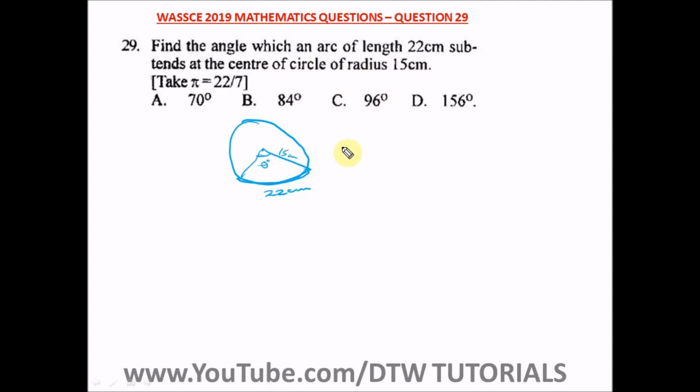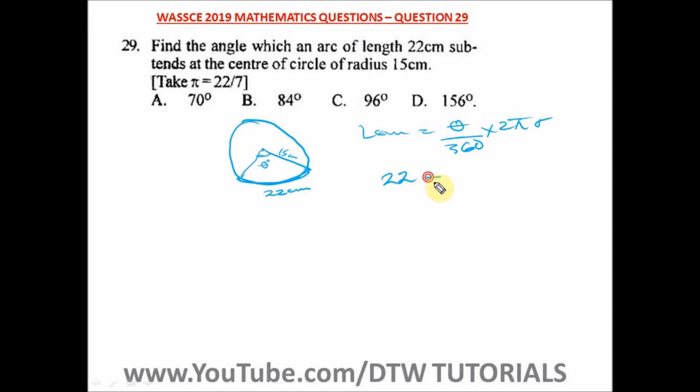Okay, so definitely we know, for we've done this, the length of an arc. Length of an arc is equal to theta over 360 times 2 pi r. But here we're looking for theta. We know our length is 22. So let us solve.